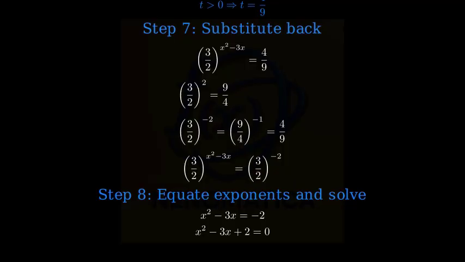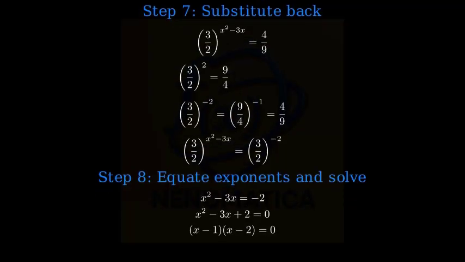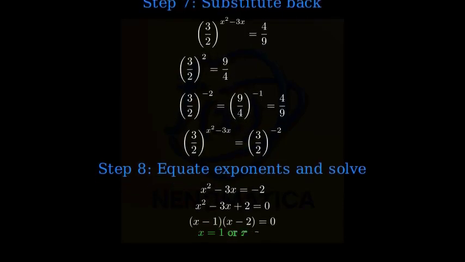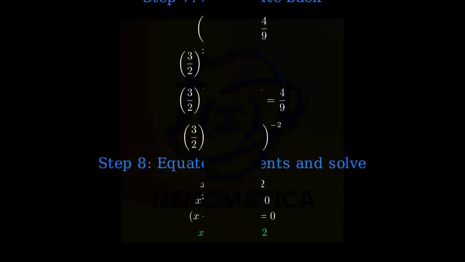Rearranging to standard form, we get x squared minus 3x plus 2 equals 0. This can be factored as x minus 1 times x minus 2 equals 0. Therefore, x equals 1 or x equals 2.